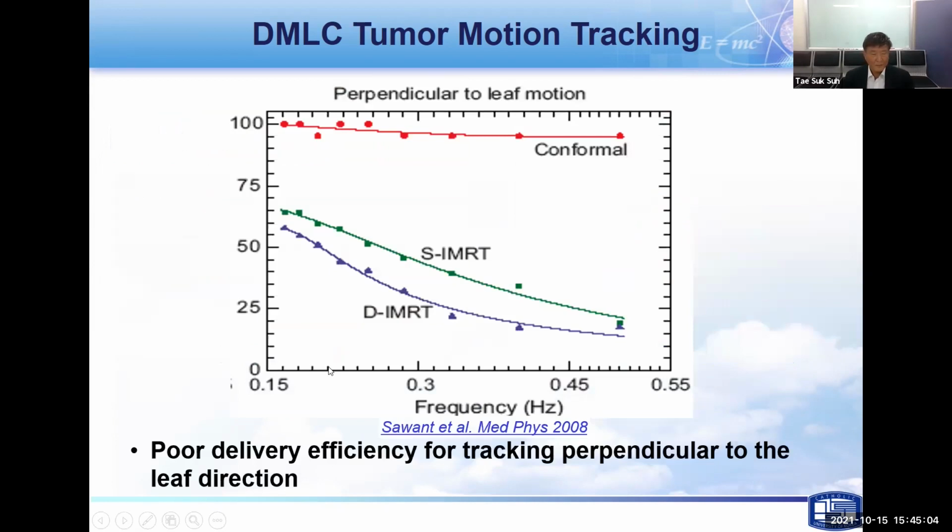The tracking efficiency is limited by the multi-leaf collimator mechanical constraint, especially for fast tumor motion perpendicular to the MLC leaf travel direction. As you see in this figure, the efficiency is decreasing as the movement is faster. So the efficiency is low. How can we improve this efficiency?